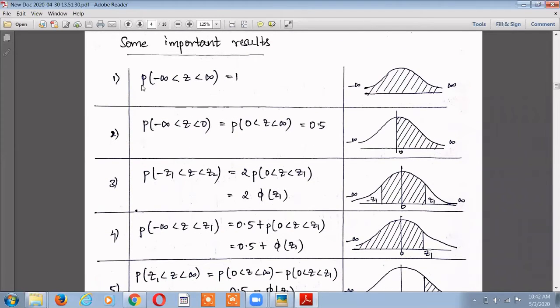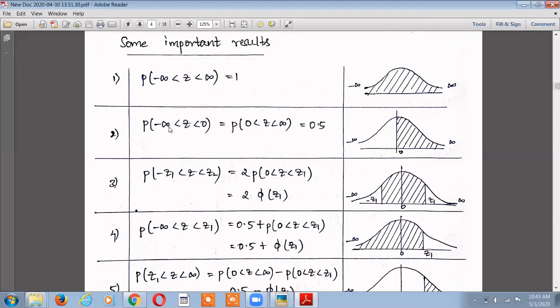First one, how to find the probability of standard normal variate z between minus infinity and plus infinity. It is nothing but the integral from minus infinity to plus infinity of 1 by root 2 pi e to the power of minus z square by 2 into dz, which gives the area below the standard normal curve. So I have written it in a graphical form. The area below the curve will be equal to 1, because we know that the maximum probability value can be equal to 1.